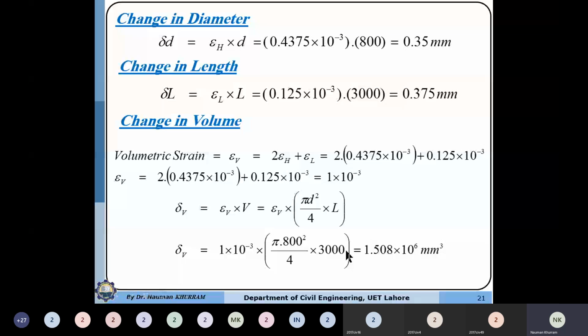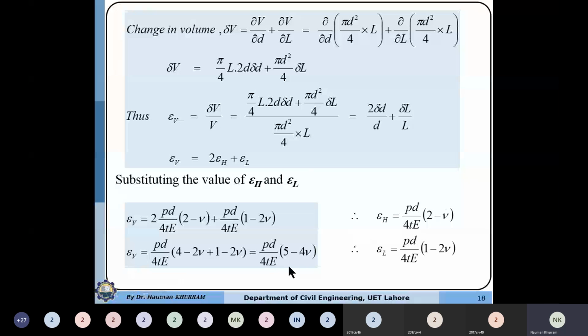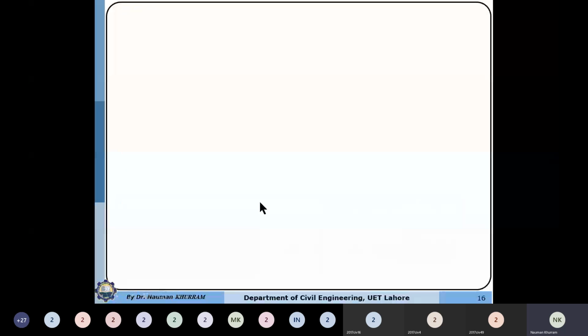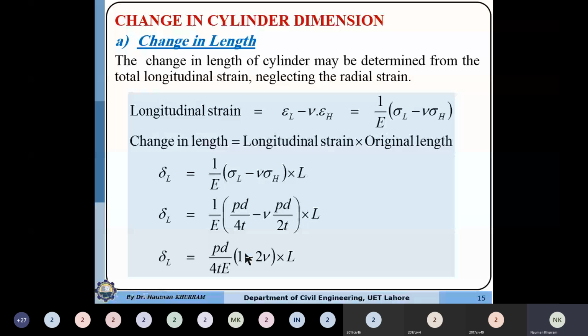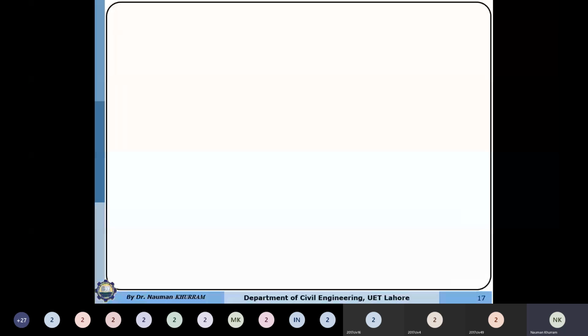So this was the problem. Here you can also use the final expression for change in volume, PD over 4tE into 5 minus 4 nu. That is the volumetric strain. Or you can use this formula to determine the change in length. But I have used the basic formula that I used for the derivation. The answer will be the same regardless of what method you adopt.